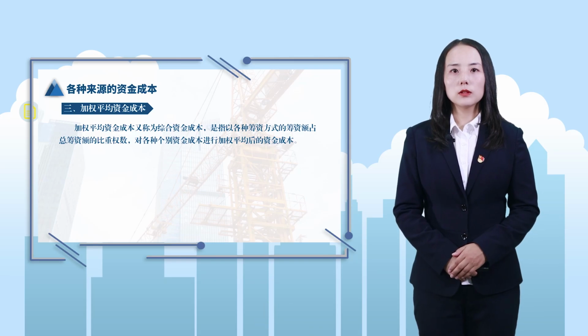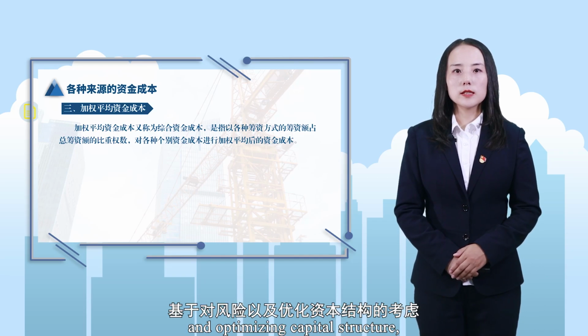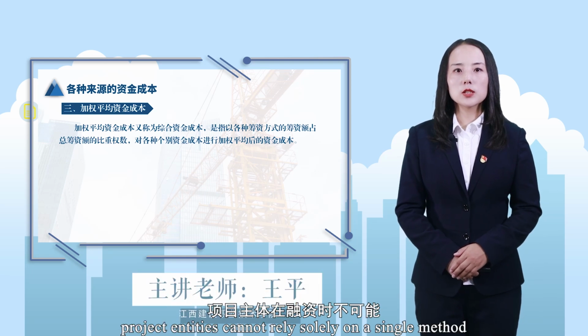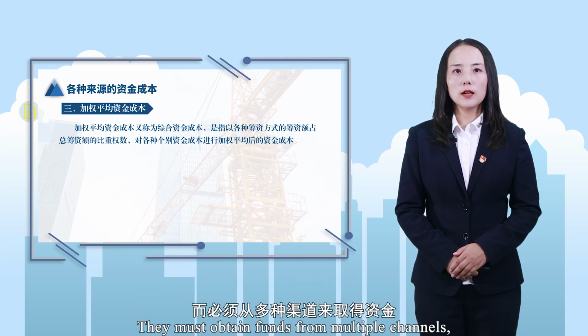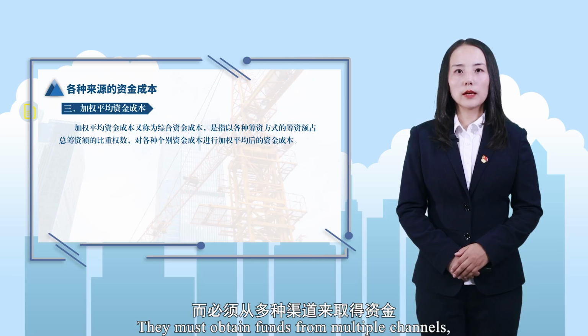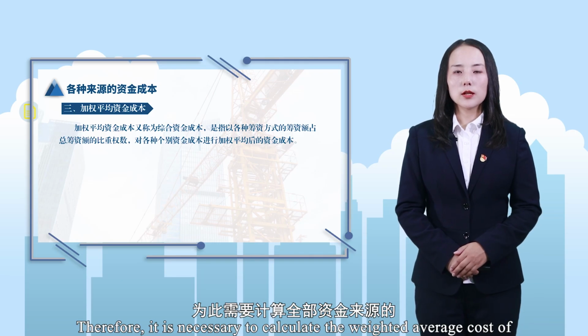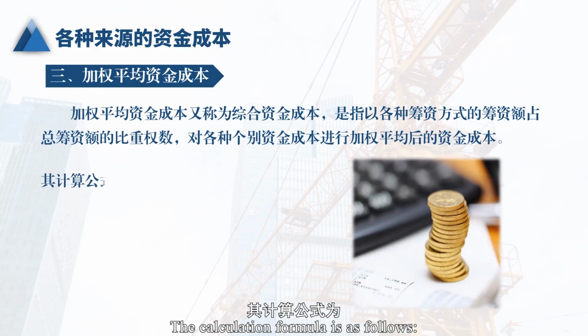In practice, due to various factors and considerations of risk and optimizing capital structure, project entities cannot rely solely on a single method to raise funds when financing. They must obtain funds from multiple channels, which gives rise to the issue of combining funds from various sources. Therefore, it is necessary to calculate the weighted average cost of capital for all sources of funds. The calculation formula is as follows.